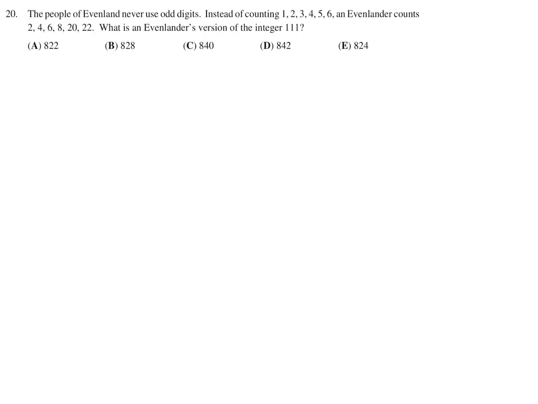The people of even land never use odd digits. Instead of counting 1, 2, 3, 4, 5, 6, an even lander counts 2, 4, 6, 8, 20, 22. What is an even lander's version of the integer 111? So first what I'll do is I will write some of the initial numbers here, and I'll come back to you.